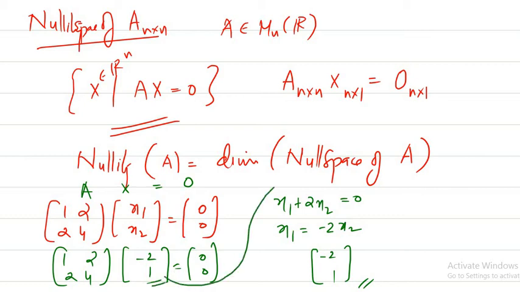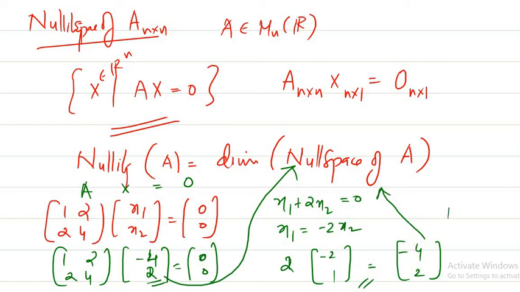This belongs to the null space of A. If I give 2 times this matrix, this particular vector, that is minus 4, 2, you can check if I put this also here. That means if I put minus 4, 2, what happens? 1 into minus 4 plus 2 into 2, 0. 2 into minus 4 plus 4 into 2, again 0. That means you can see this is also belonging to the null space of A.